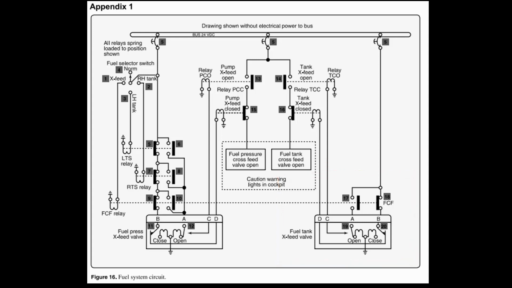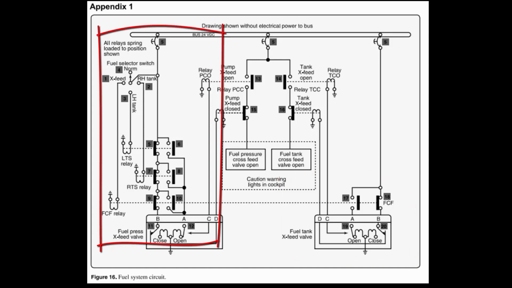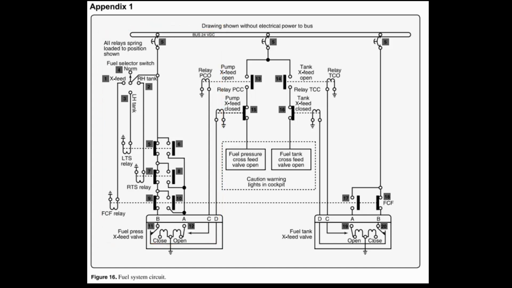Starting on the left, the biggest group here is the control group. We have a fuel selector. And most of the time when you're flying the airplane, it's in normal condition, norm. But you can select the fuel selector switch to right-hand tank. You can select it to left-hand tank, and you could select it to crossfeed. So this is the selector. Each one of these lines runs a set of relays for that selection.